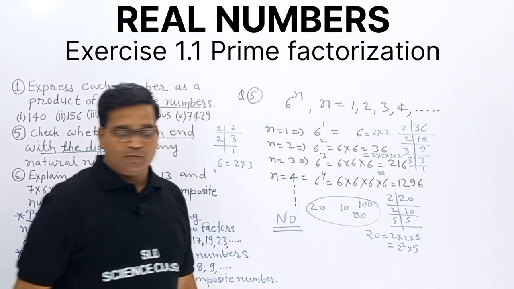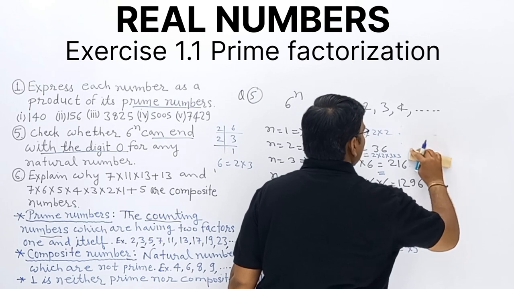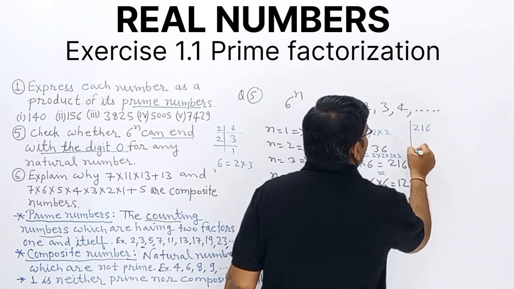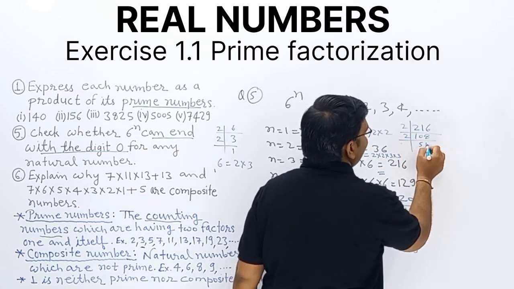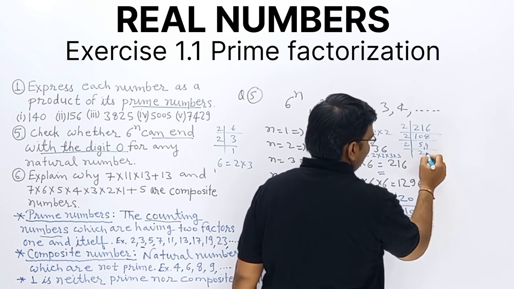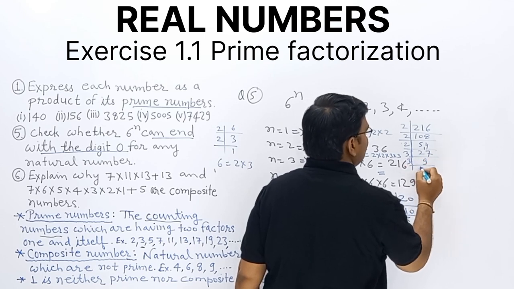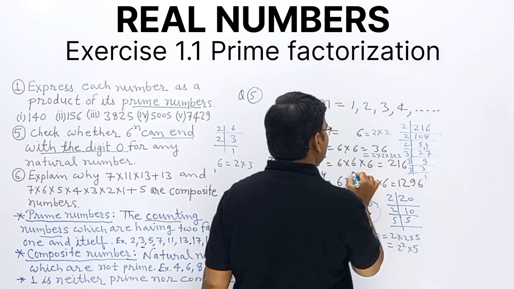What are the factors of 216? I am just doing the factors of 216. 216 divided by 2 gives 108, again 2 gives 54, again 2 gives 27, and then 27 divided by 3 gives 9, 3, and 3. So this is having factors what?